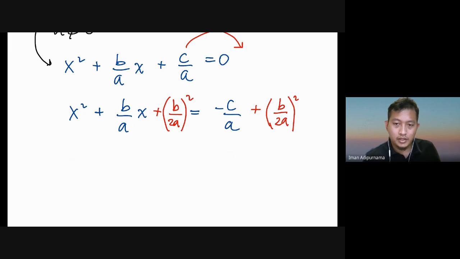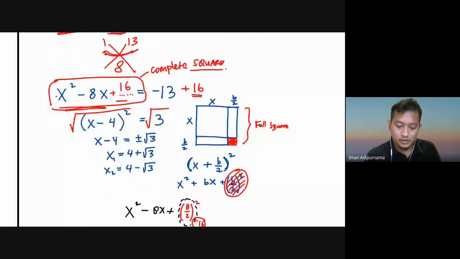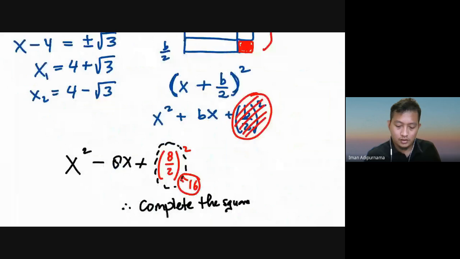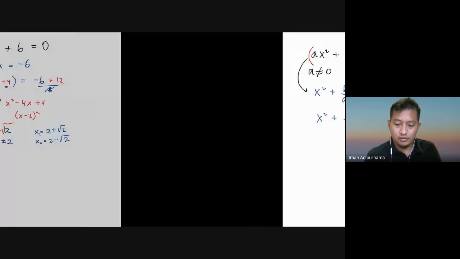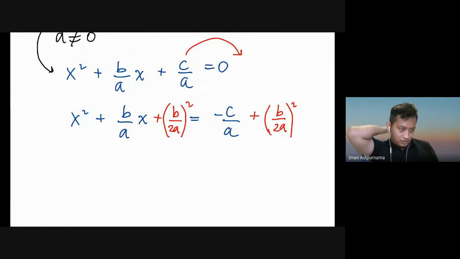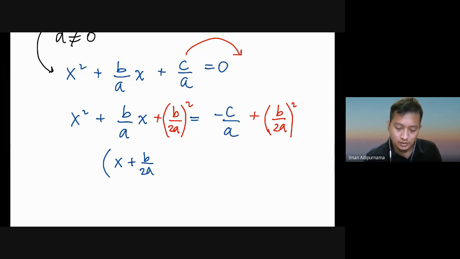Are you still confused about why I'm adding b over 2a? If you see from what we have done here, this is basically b over 2a, right? It's b divided by 2 multiplied by a. So it's actually b over 2a, right? So I'm adding b over 2a here. And then this will be our x plus b over 2a, squared, right?